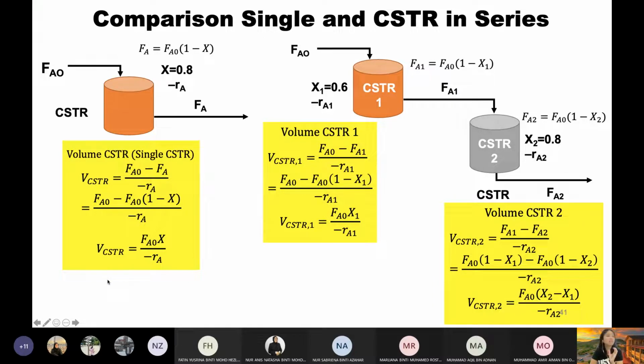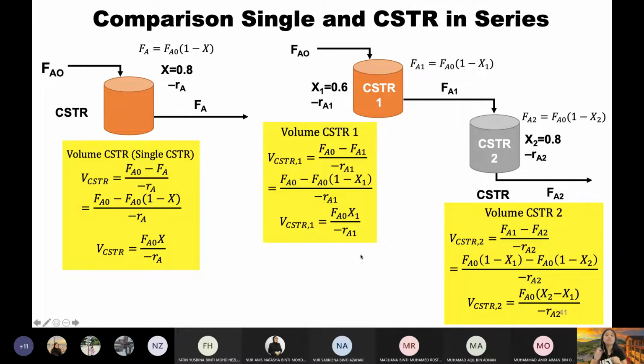The only difference is kita dah label X sebagai X1. Very important because if you just say X dalam reaktor bersiri, it can be X1, it can be X2, it can be X3, so on and so forth. So you have to specify. If you say X1 means conversion dalam reaktor yang pertama. First, second, even the minus RA.